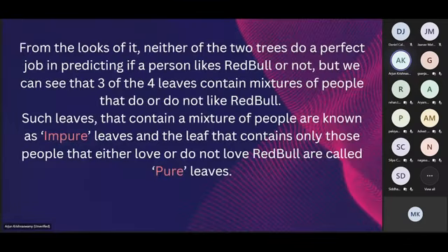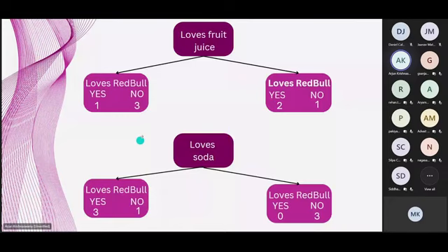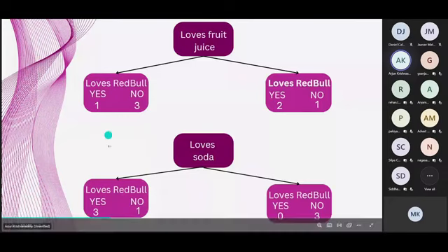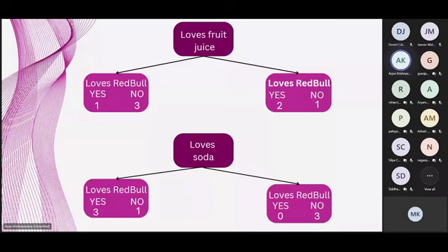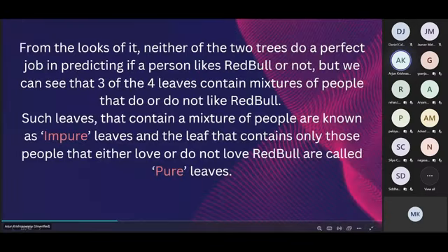As I had already mentioned, from the looks of it, neither of the two trees does a perfect job in predicting if a person likes Red Bull or not. But these three leaves are different from this one because these three contain a mixture of people that love or don't like Red Bull. But here, it only contains people who don't like Red Bull. So such leaves, which only contain people belonging to one class, are called pure leaves. And if you recollect, it can also be called a leaf node here because it cannot be split further. So these are pure leaves or pure nodes, and the remaining three are impure nodes.